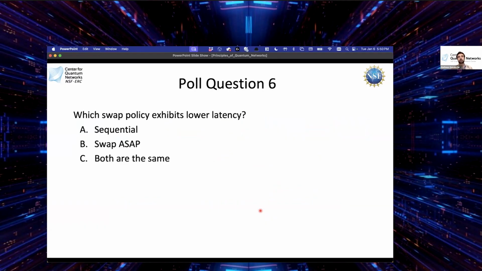So let's go back to our poll question. Which of the swap policies exhibit a lower latency? A, sequential, B, swap ASAP, or C, both are the same. Okay, let's see the results. I guess most people said swap ASAP, which is actually the correct answer. Swap ASAP exhibits lower latency.